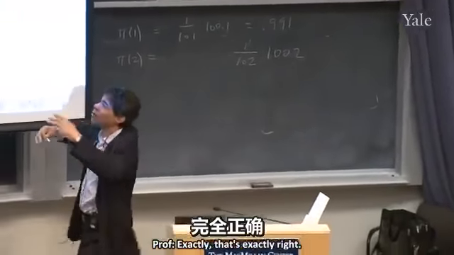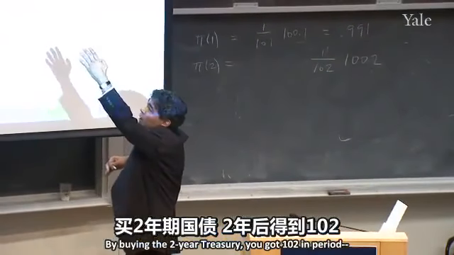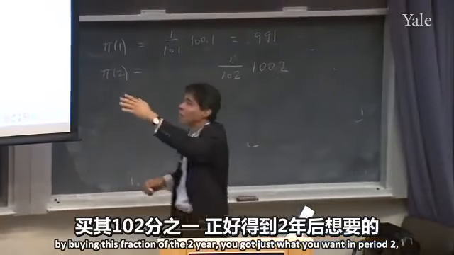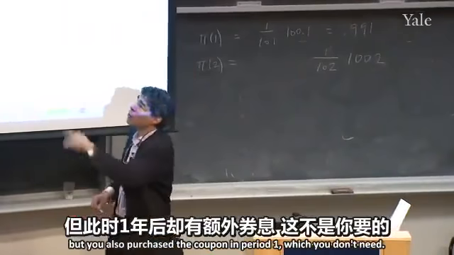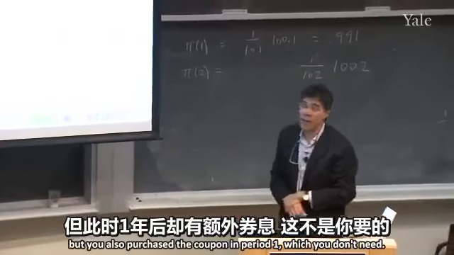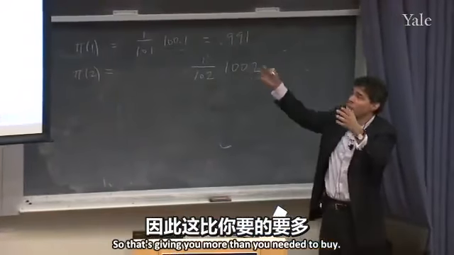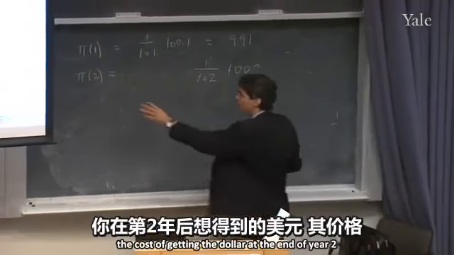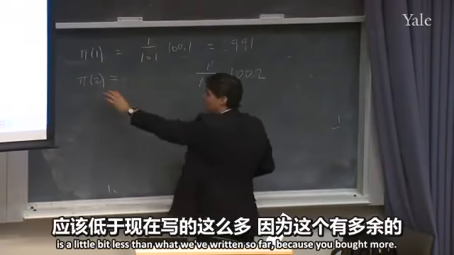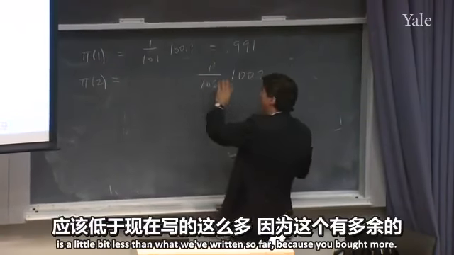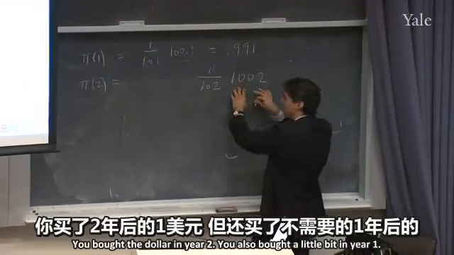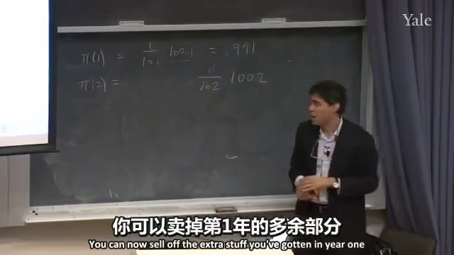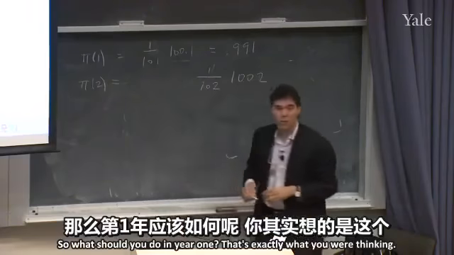Exactly, that's exactly right. By buying this fraction of the 2-year treasury, you got just what you want in period 2, but you also purchased the coupon in period 1, which you don't need. You've bought extra, so the cost of getting the dollar at the end of year 2 is a little bit less than what we've written so far. So far, this is buying too much. You can now sell off the extra stuff you've gotten in year 1 to reduce your cost. So what should you do in year 1?